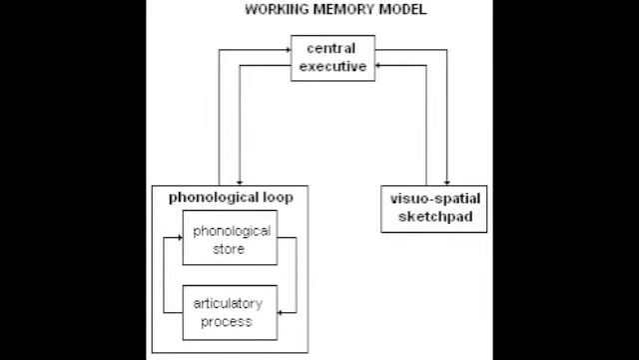The model divides up our short-term memory into 3 distinct parts: the central executive, the visuospatial sketchpad, and the phonological loop. Feel like those words are a bit overwhelming? Well, don't worry. It's easier than it sounds. Let's start with the central executive.